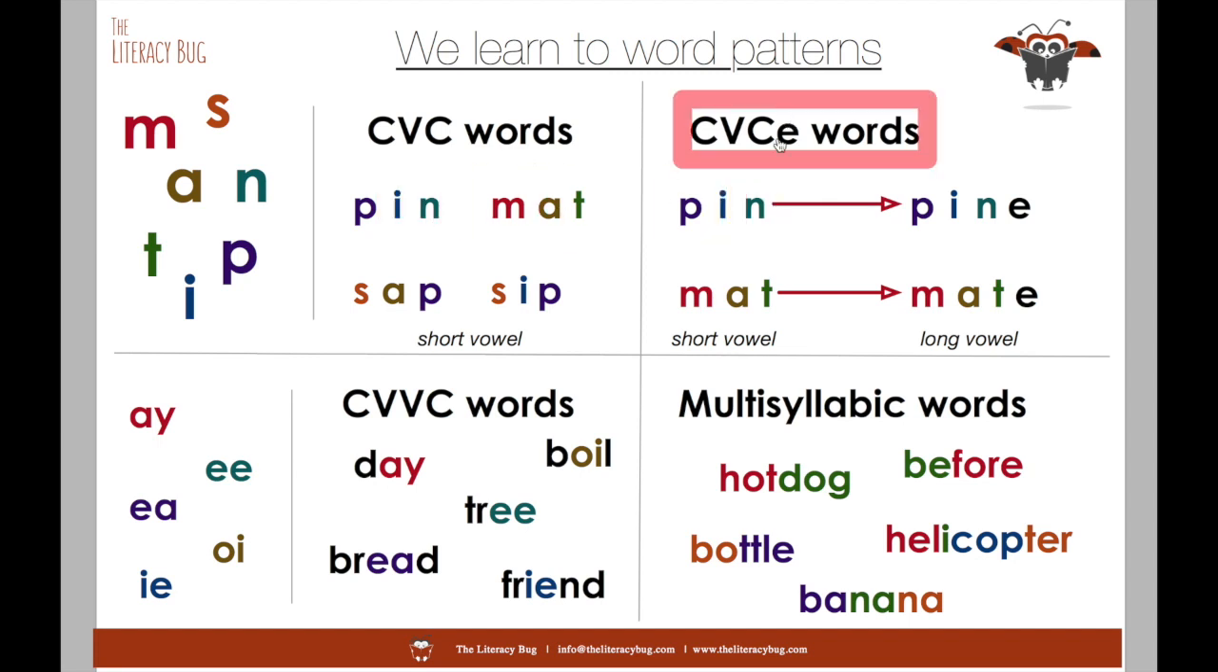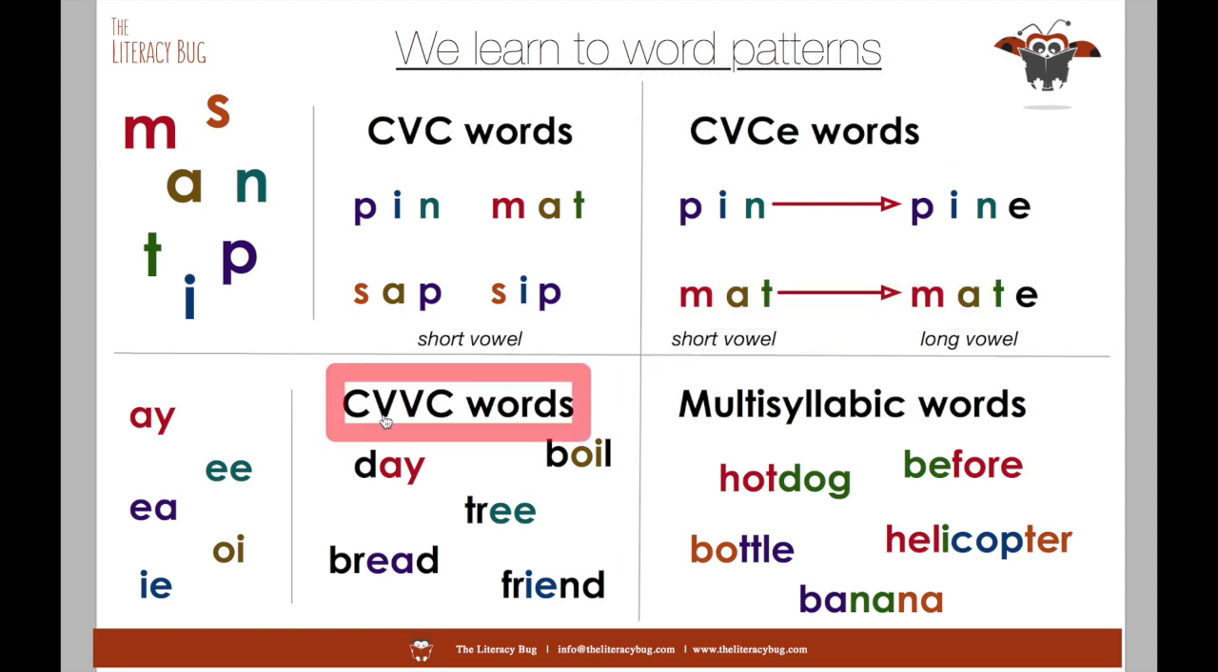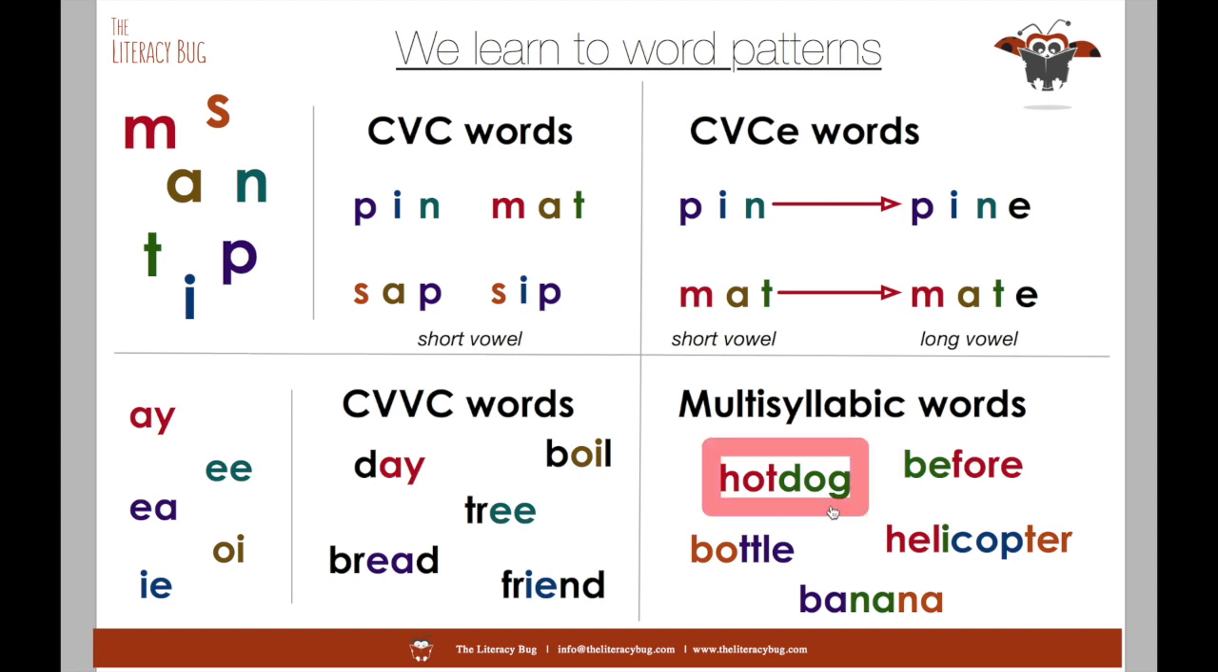And then after that, the first thing to introduce is the silent E, is how does a word change when you put an E at the end. So pin becomes pine and mat becomes mate. And then also introducing that vowels are not only always a single letter, but a vowel can be two. AY saying A, and EE saying E, and OI and I, so day and boil and tree and friend and bread. And then also seeing multisyllabic words.